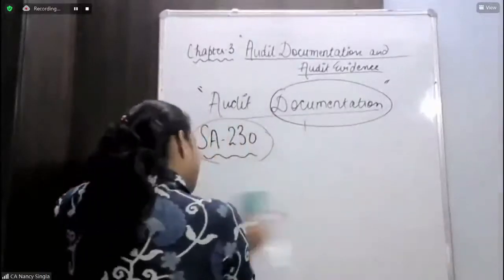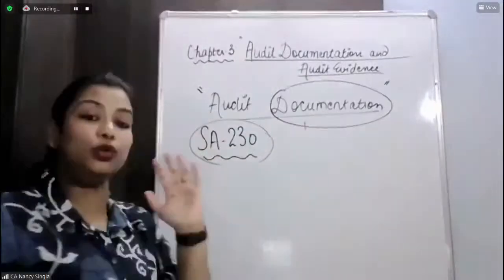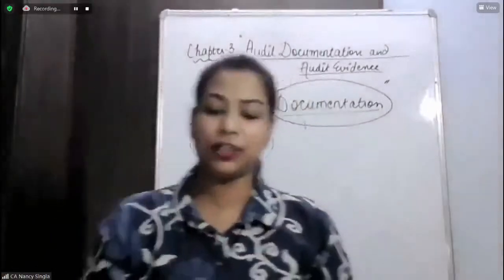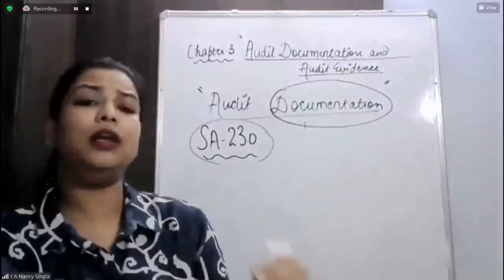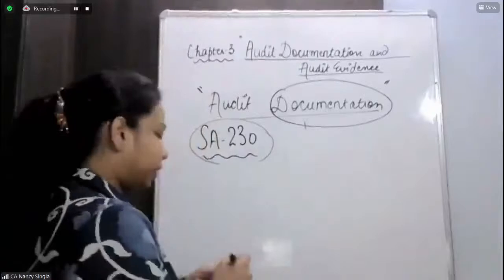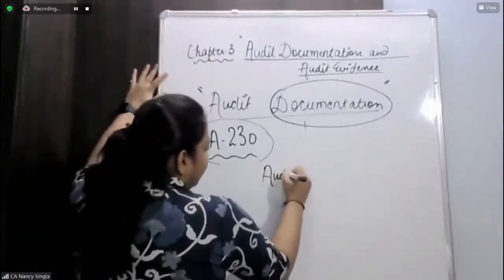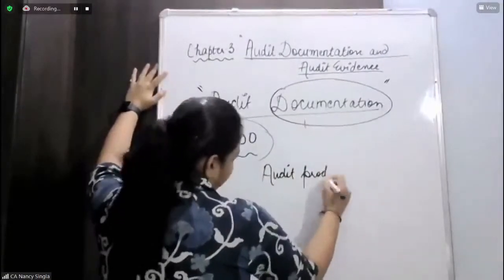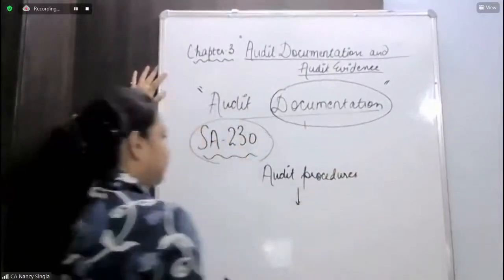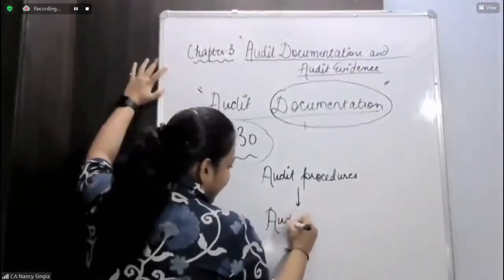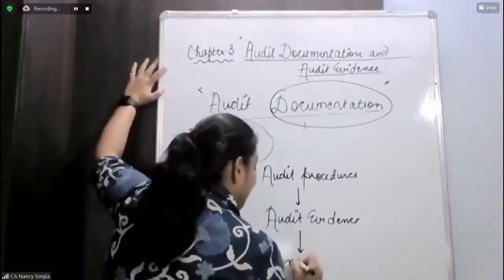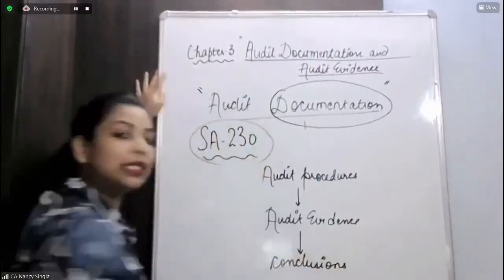Students, this is a very important definition, and you will see how you will be able to learn this definition right now. SA 230 says, auditor, tell me, what all things do you do when you are conducting the audit of an organization? The auditor says, I perform certain audit procedures. Based on this, I get certain audit evidence. And then based on the audit evidence, I reach certain conclusions.